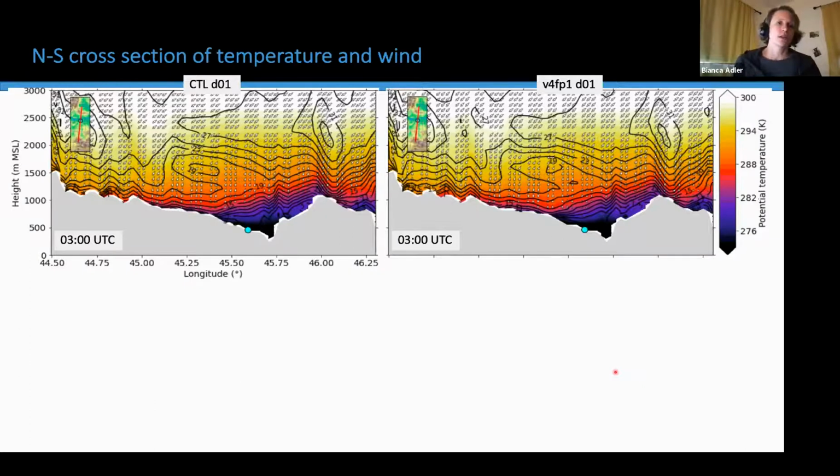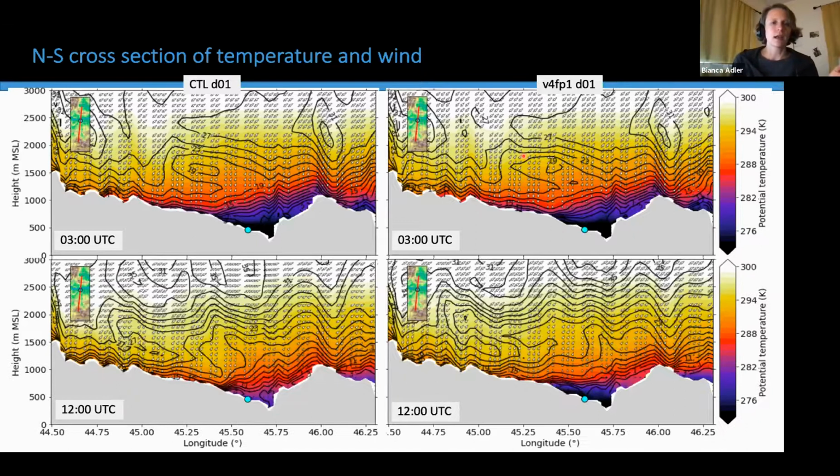This is also nicely illustrated when we look at north-south cross sections of temperature and winds through Wasco. On the left-hand side, it's control domain 1. On the right-hand side, it's version 4 domain 1. You see at 3 UTC, so forecast hour 3, both model versions basically agree. But then 9 hours later, control domain 1 is much warmer, even down to the bottom of the Columbia River Basin. And we think that improvements in the horizontal diffusion are probably responsible for this much better maintenance of the cold pool.